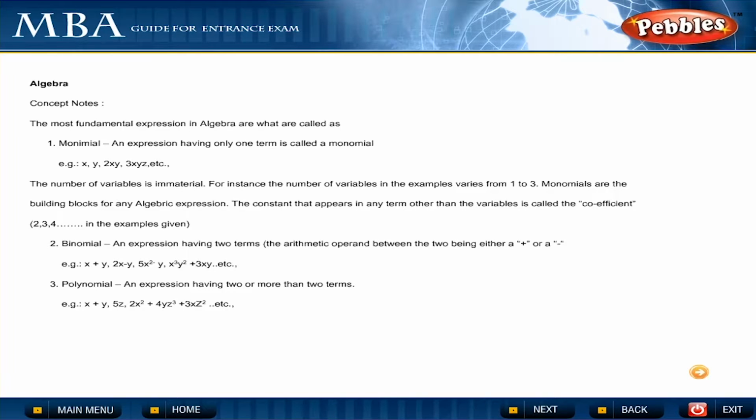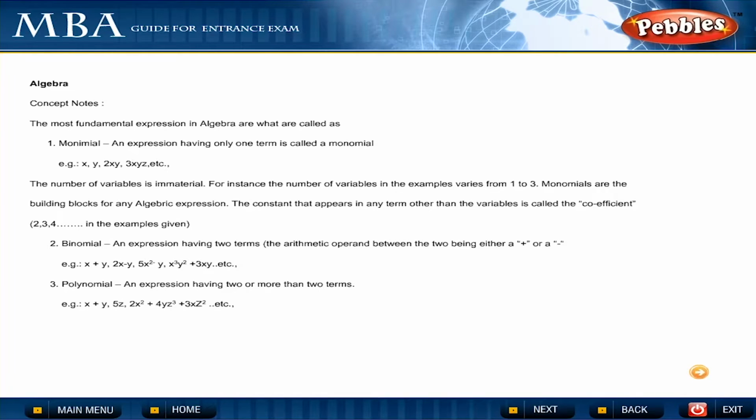Example: x, y, 2xy, 3xyz, etc. The number of variables is immaterial. For instance, the number of variables in the examples varies from 1 to 3. Monomials are the building blocks for any algebraic expression. The constant that appears in any term other than the variables is called the coefficient.